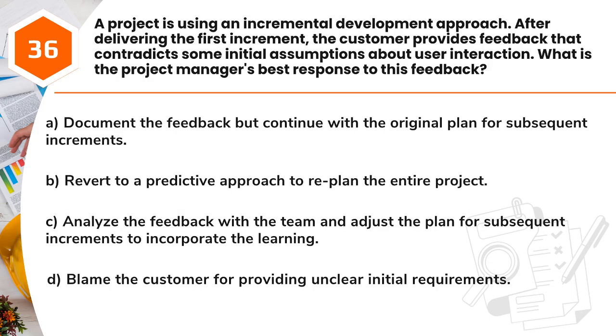Question 36. A project is using an incremental development approach. After delivering the first increment, the customer provides feedback that contradicts some initial assumptions about user interaction. What is the project manager's best response to this feedback? A. Document the feedback but continue with the original plan for subsequent increments. B. Revert to a predictive approach to replan the entire project. C. Analyze the feedback with the team and adjust the plan for subsequent increments to incorporate the learning. D. Blame the customer for providing unclear initial requirements.